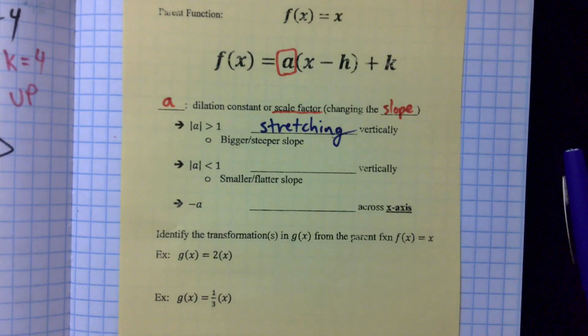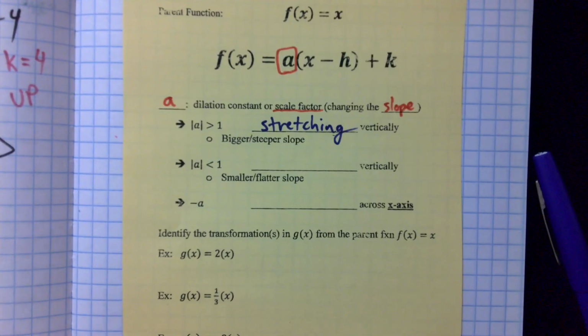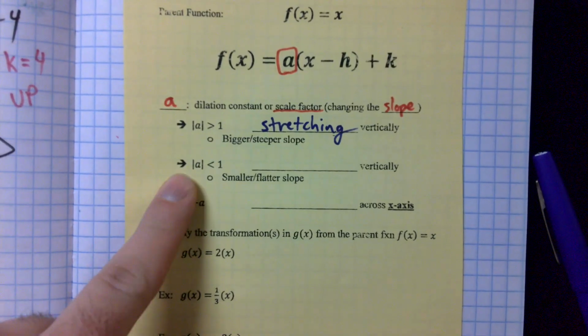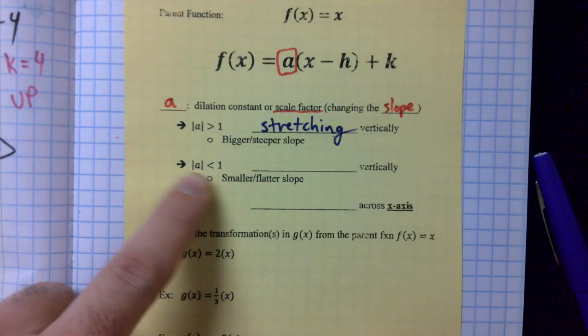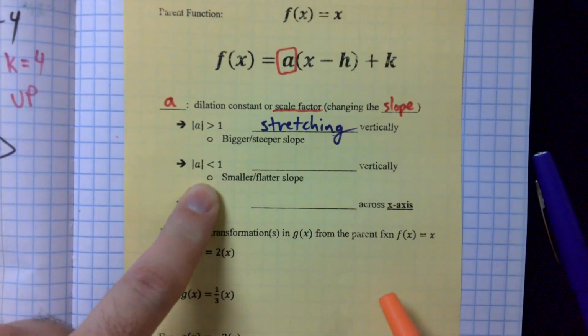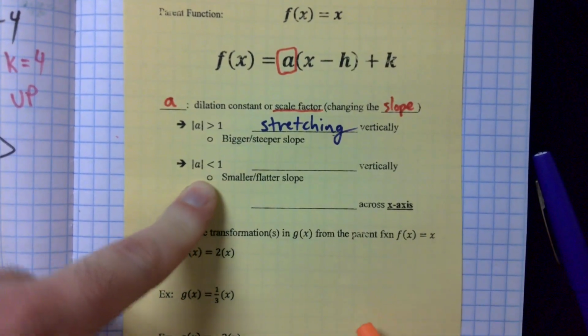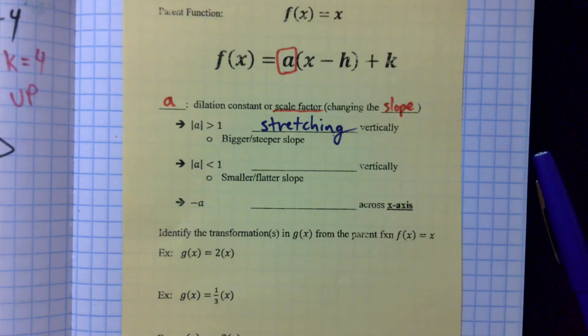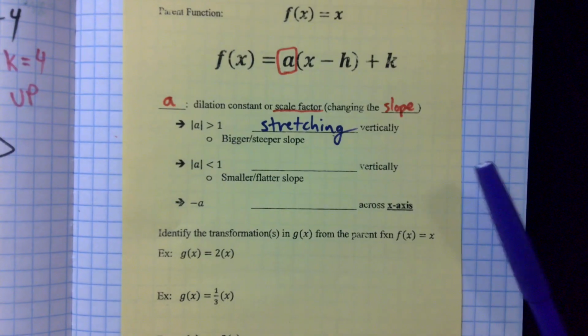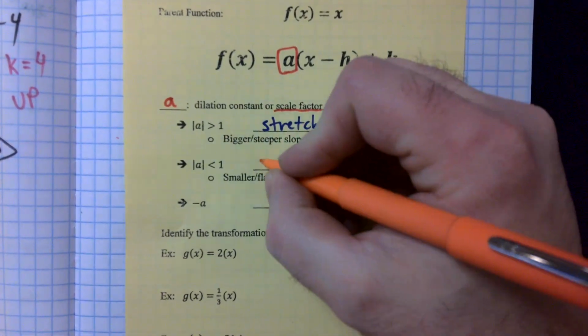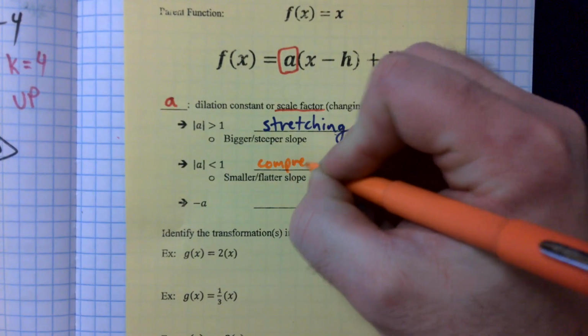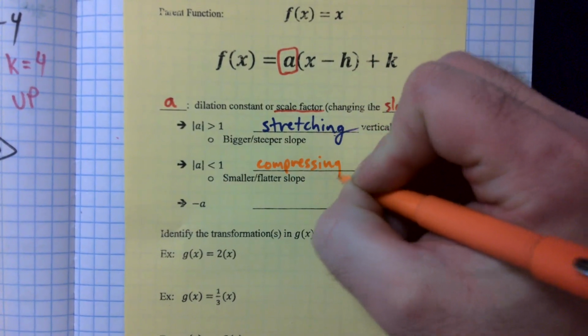Stretching vertically. So if I stretch something out, I'm making my slope a lot bigger, which is making my line steeper. Okay, we'll get a visual for this in just a second. If the absolute value of my coefficient a is less than 1, if it's 1/2, if it's 1/3, if it's 2/5, a fraction less than 1, I'm going to be compressing my function vertically.